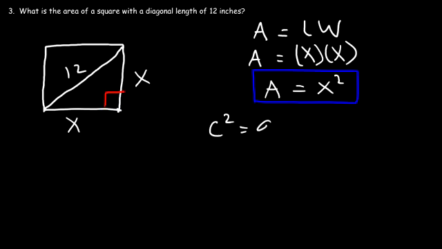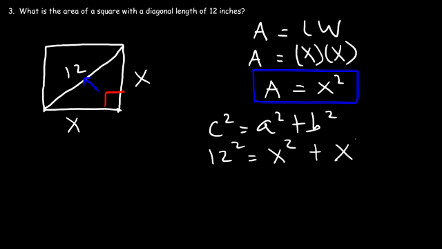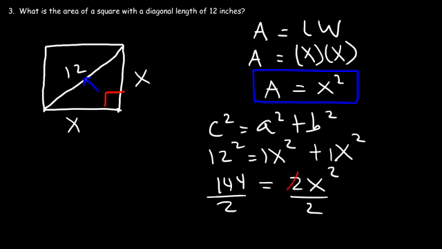So c squared is equal to a squared plus b squared. C, the hypotenuse, is 12. A is equal to x in this example, and b is equal to x. So 12 squared is x squared plus x squared. 1x squared plus 1x squared is 2x squared. And 12 squared is 144. So first we need to divide both sides by 2. 144 divided by 2 is 72. And so that's equal to x squared. Now let's take the square root of both sides.